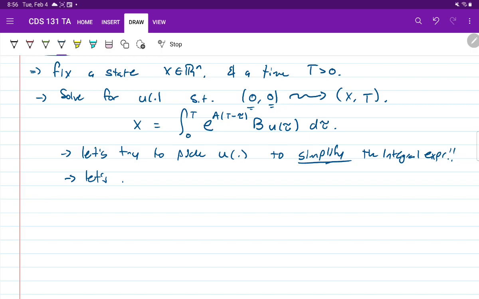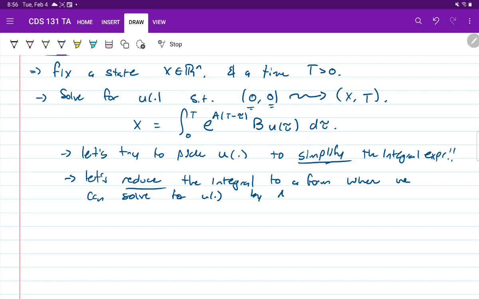So let's reduce the integral to a form where we can solve for u by matrix inversion. Okay, so what's our first step in doing this? Well, at the moment, for a general LTI system, this product right here, e^(A(t-τ)) times B, is not going to be a square matrix, right? So if we're interested in getting some invertibility, then maybe we want to modify this to be square or symmetric or some nice structure like this, okay?